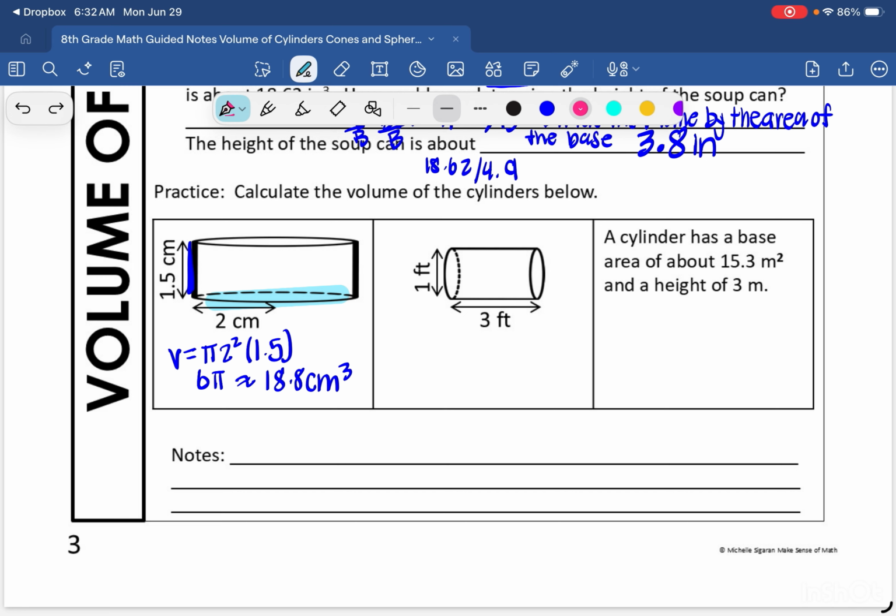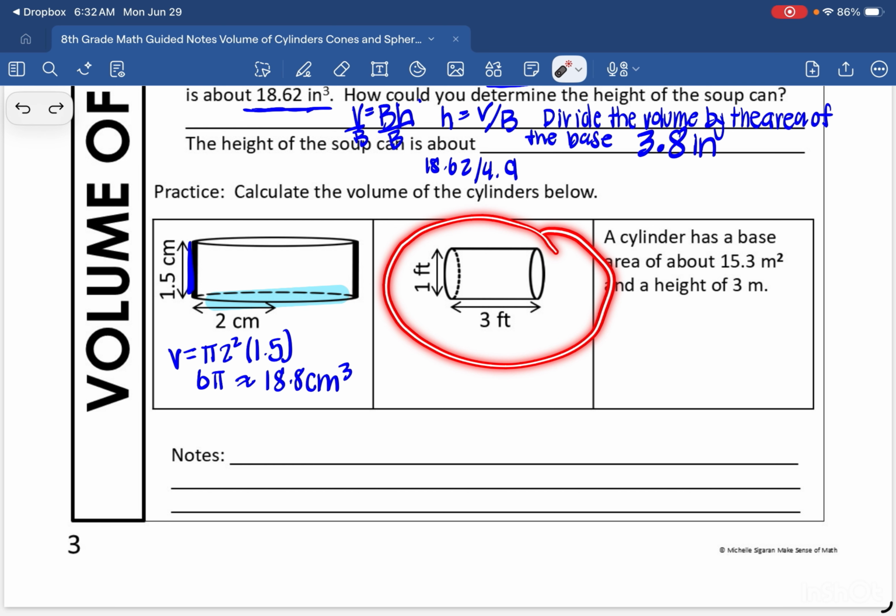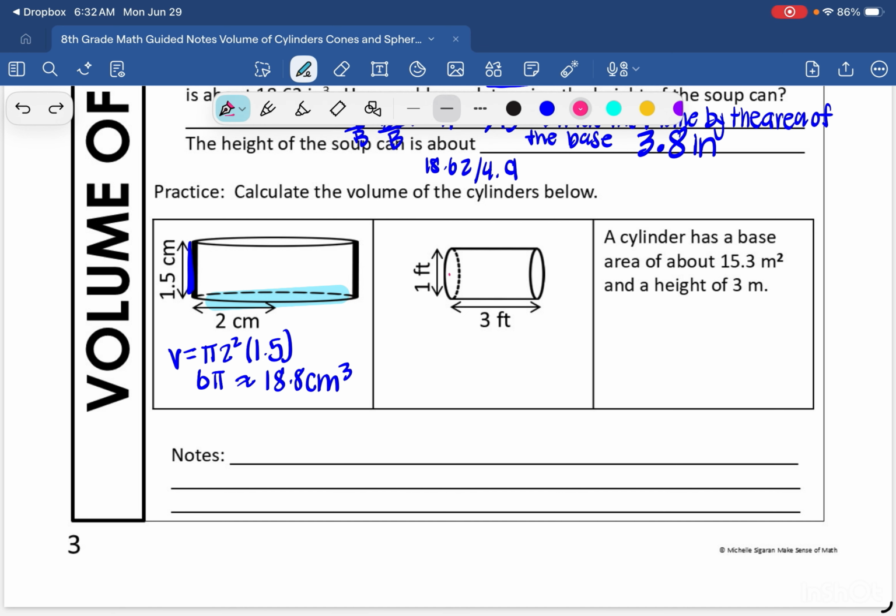Looking at the cylinder here in the middle, I notice that it tells me my diameter, but does not tell me my radius. My radius will be half of my diameter, so my radius will be 0.5. So the volume is going to be pi times my radius, 0.5 squared, multiplied by the distance between the bases, which is 3. When I multiply all of that together, I get 0.75 pi. That's my exact form. My approximate form is 2.4 feet cubed.